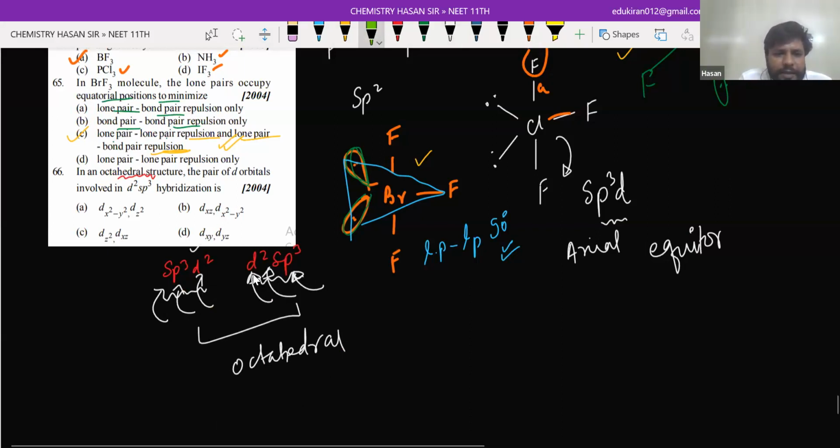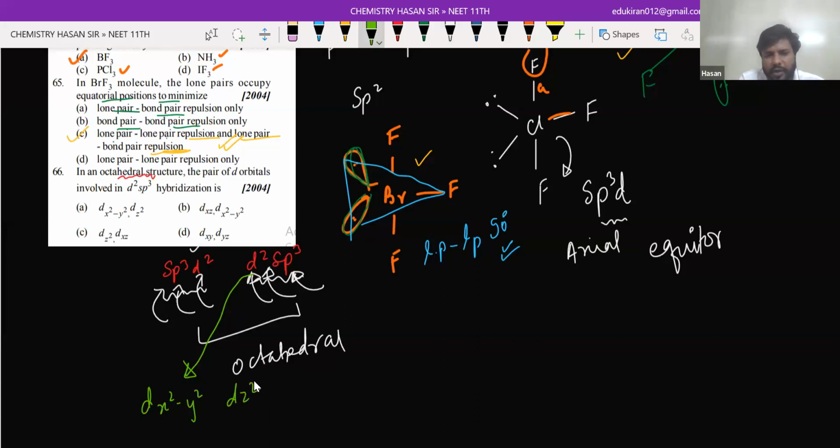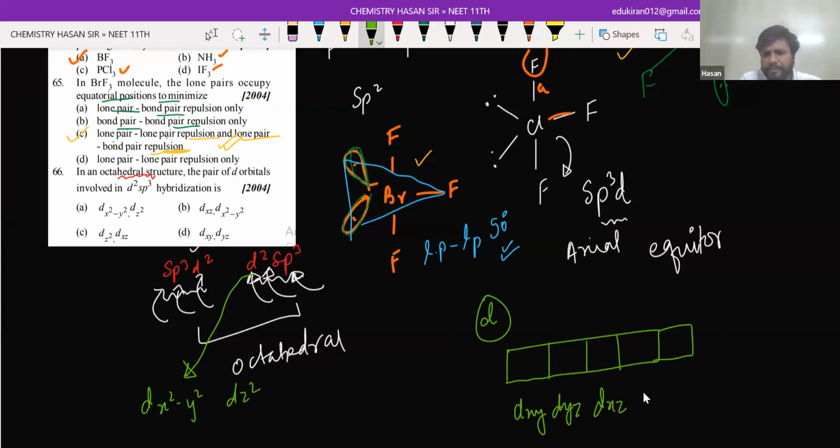In d2sp3, what we use is very simple. We use the dx square minus y square and dz square. You know that the d subshell has five orbitals, out of which we have dxy, dyz, dxz, dx square minus y square and dz square. So for d2sp3, we use these two. These all will be filled. Always remember this. Very important.